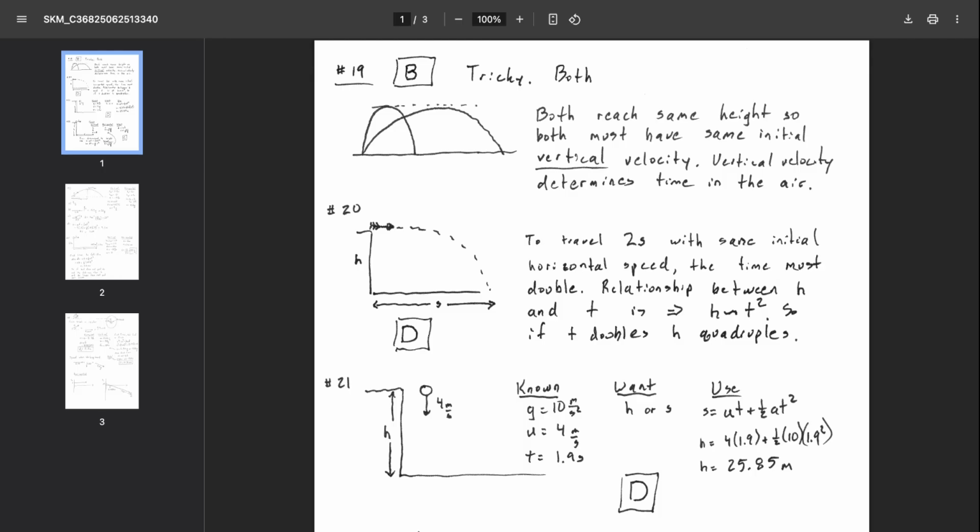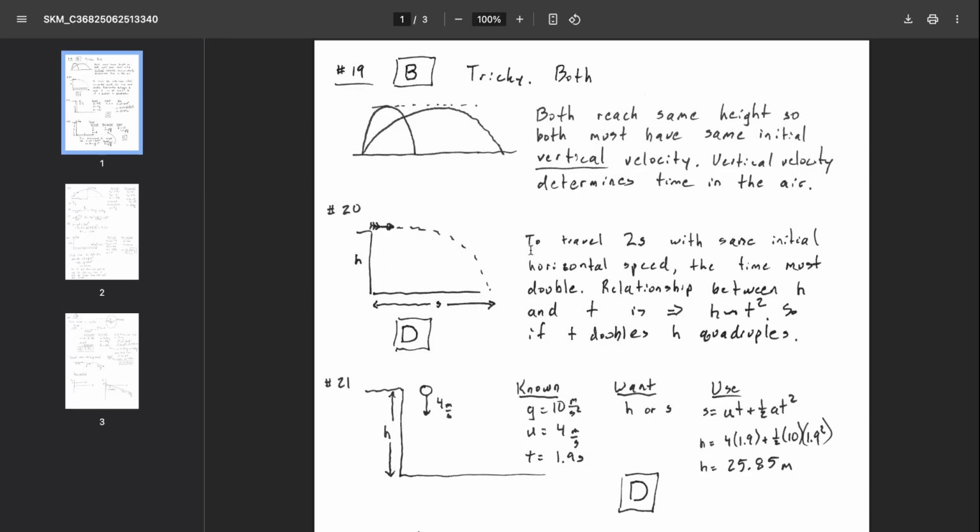For number 20, an arrow is fired horizontally from a height h and travels a horizontal distance s before striking the ground. So I did a little diagram here. Another arrow is fired with the same velocity and travels a horizontal distance of 2s. So the only way for that to happen, to go 2s with the same horizontal velocity, and it was fired horizontally, is if the height is higher.